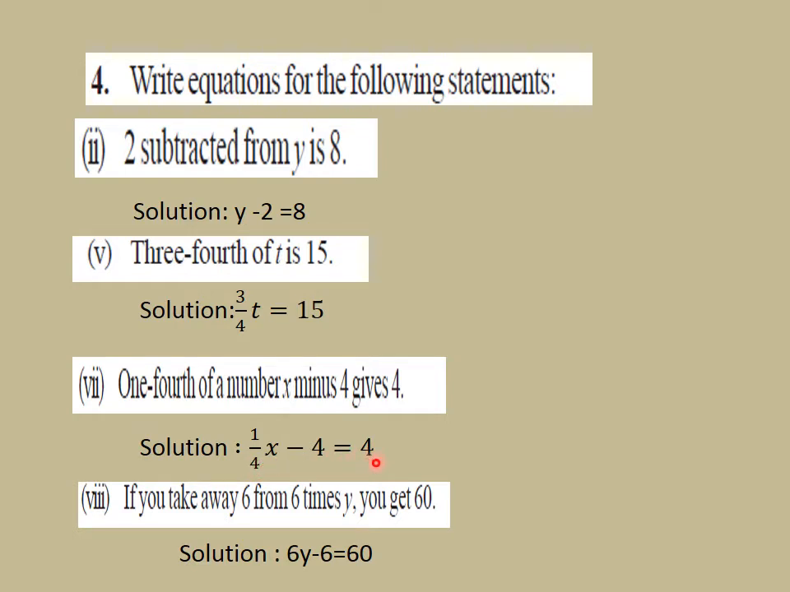Okay. Now next, 8th question. If you take away 6 from 6 times y, you get 60. So 6y has to be written first. 6y minus 6, because you have taken it away, so you have to subtract. So 6y minus 6 is equal to 60. Alright.